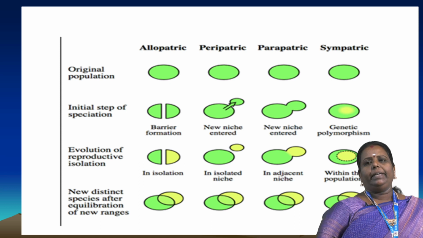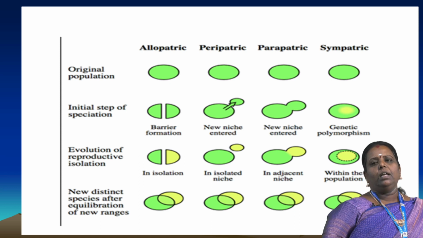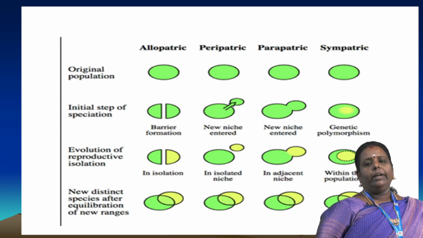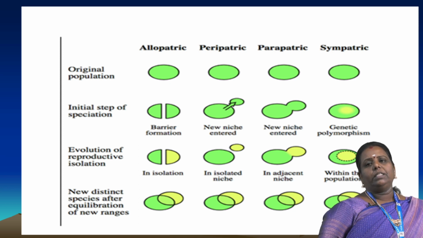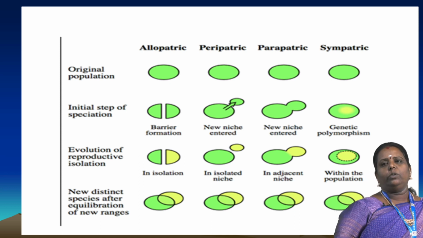Another one is parapatric speciation. This is totally different from the previous 2, and a new niche is entered by the population. There is an adjustment of the niche and they stay attached. It does not detach, which is very important. After that, a new distinct species is formed as usual.